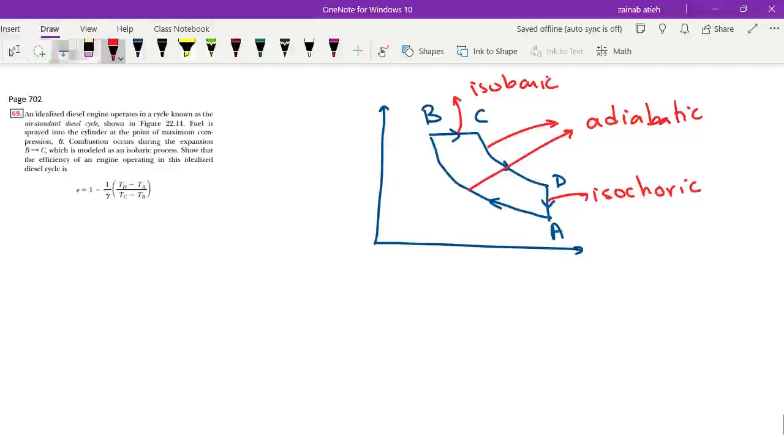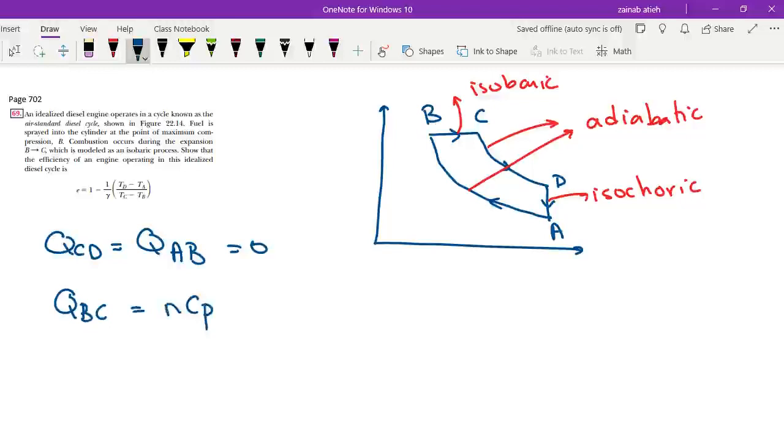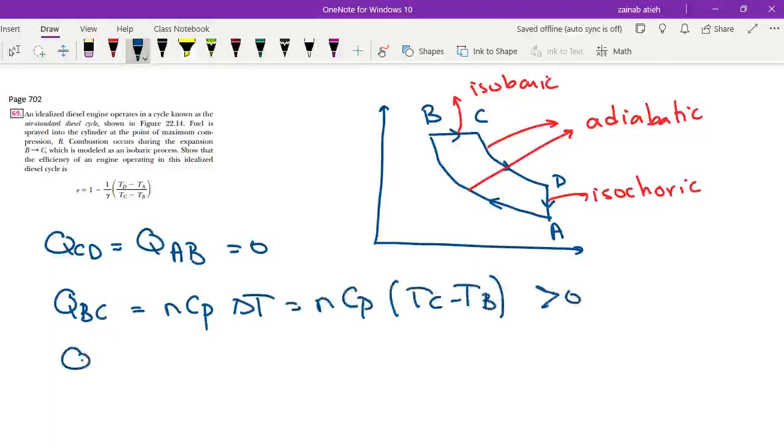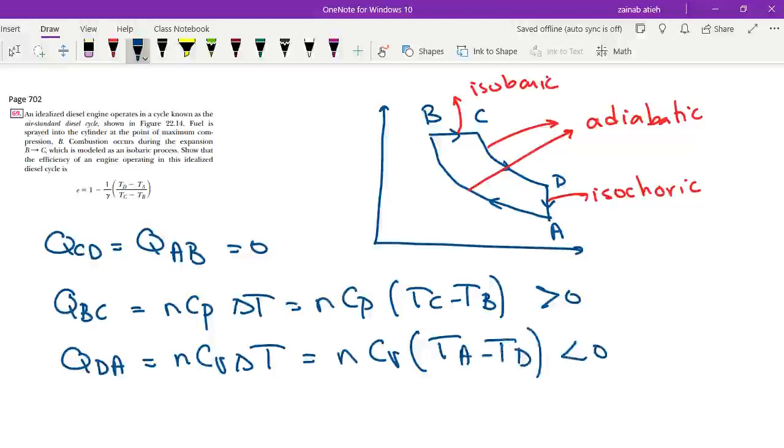Now for sure in the adiabatic processes the Qs are zero, so QCD is equal to QAB is equal to zero because we have adiabatic processes. So QBC is heating, so QBC will be positive, the Q gained, and QDA is negative, the cooling. QBC, since it is isobaric, is equal to nCP delta T, which is nCP (TC minus TB), final minus initial. Okay, this one is positive. And QDA, because it is an isochoric cooling, it's nCV delta T, it's equal to nCV (TA minus TD), which is negative because we have a cooling here.